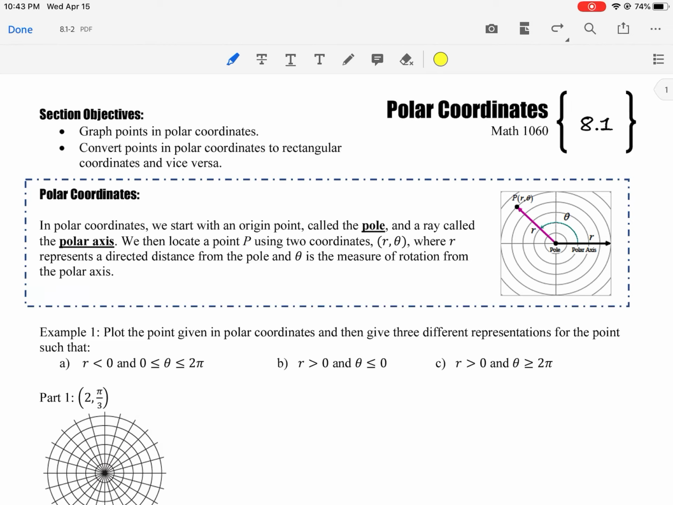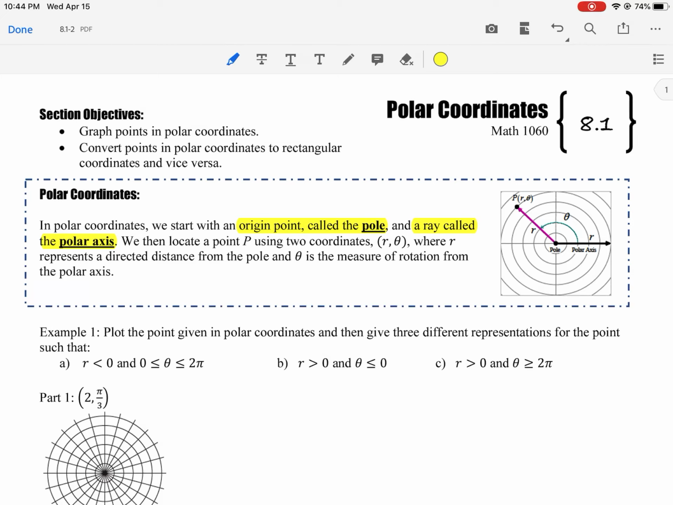So, as we learn about polar coordinates, it's similar to what we do when we're graphing with rectangular, like you can think about that as your Cartesian coordinates, they're your x and y, where we have this origin point, but we're going to call that the pole. Okay, and then the ray is called the polar axis.